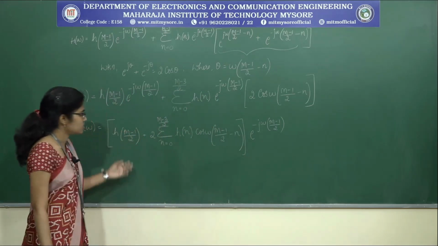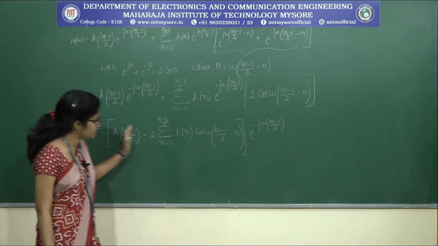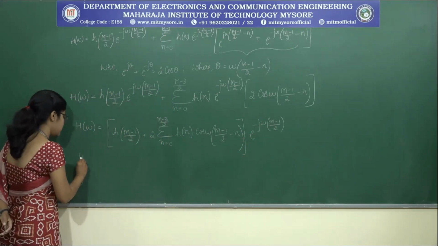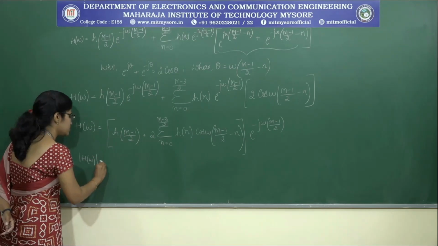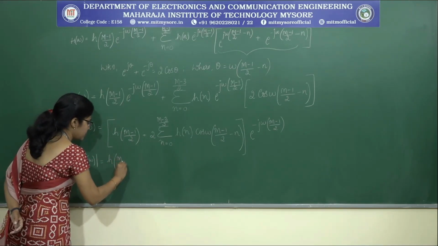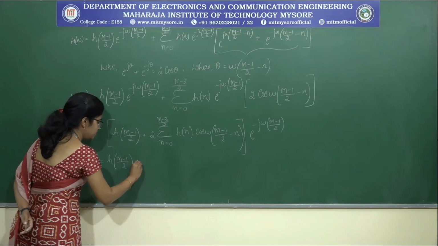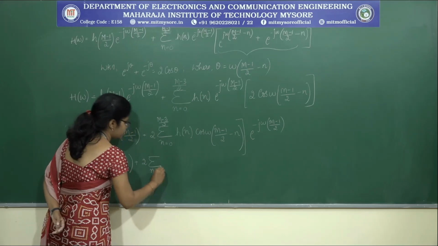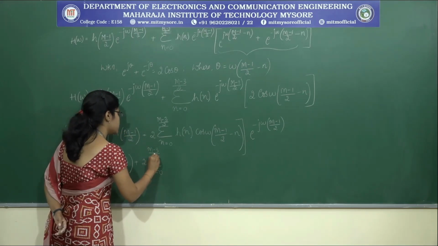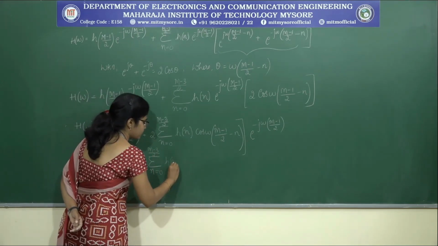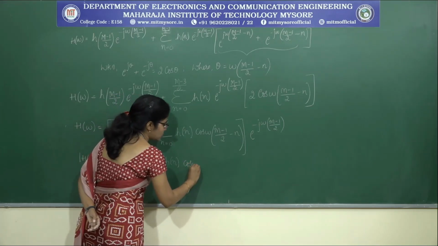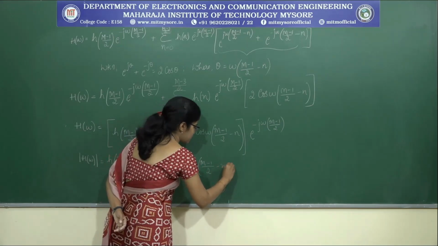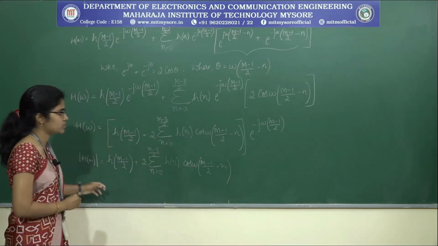So now this is in the standard polar form. This is the magnitude term and this is our phase term. If I rewrite, magnitude of H of omega is equal to h of (m minus 1)/2 plus 2 into summation n ranges from 0 to (m minus 3)/2 of h of n into cos omega ((m minus 1)/2 minus n). So this is with respect to magnitude.